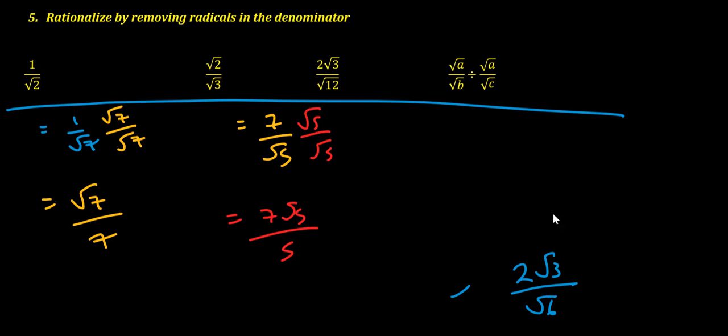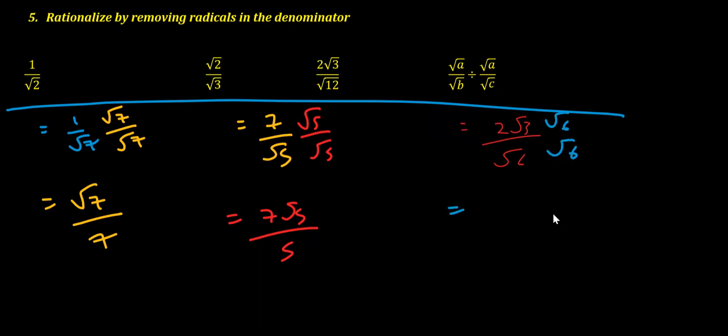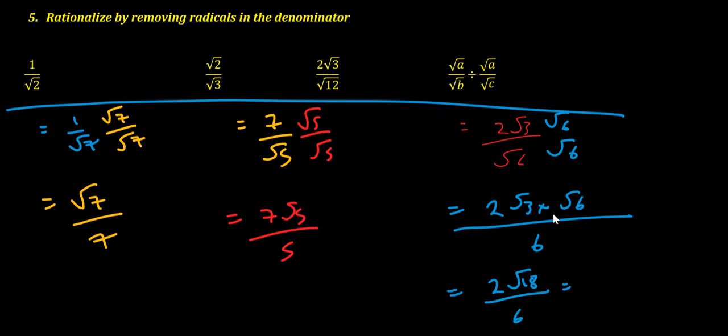And the same with 2 root 3 over root 6. We multiply numerator and denominator by root 6 to get 2 root 3 times root 6 all over 6. 2 times 3 6s is 18, all over 6. We can simplify that fraction to get 1 over 3.